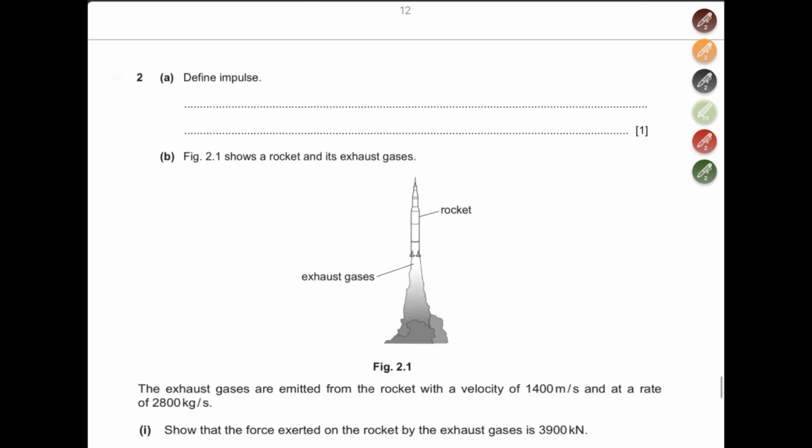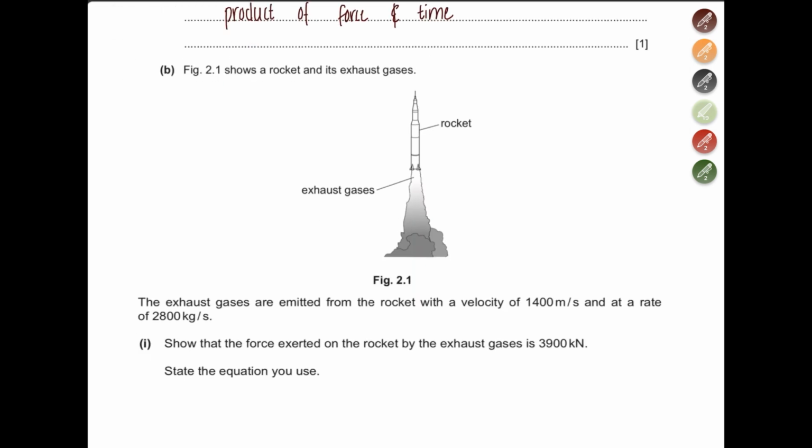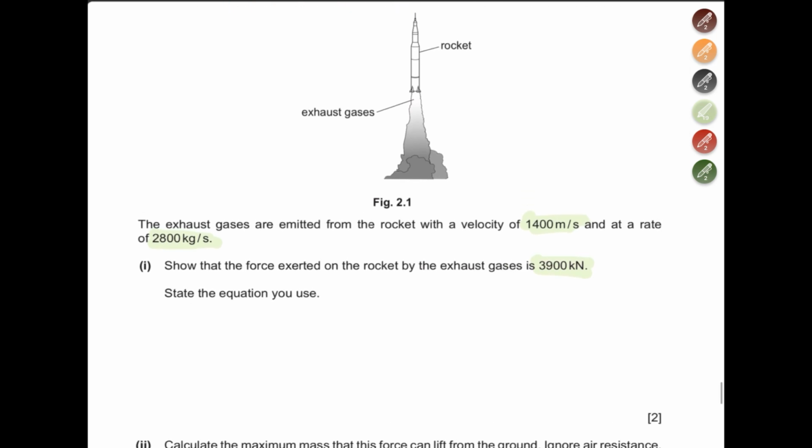Now another question, 2a. Define impulse. Impulse is the product of force and time. Figure 2.1 shows a rocket and exhaust gases. This is a rocket. These are exhaust gases. The exhaust gases are emitted from a rocket with a velocity of 1,400 meter per second and at a rate of 2,800 kilogram per second. Show that the force exerted on the rocket by the exhaust gases is 3,900 kilonewton. State the equation you use.